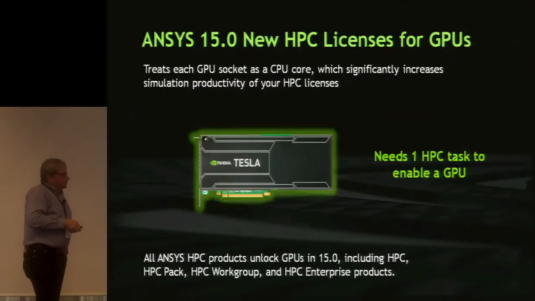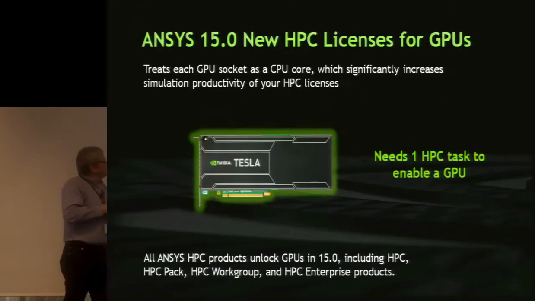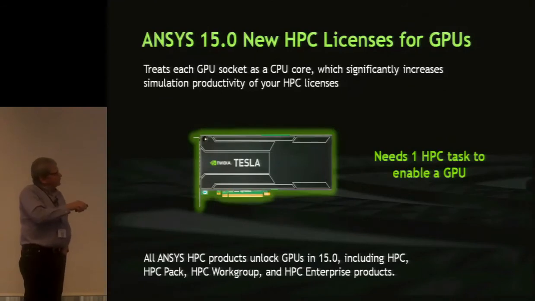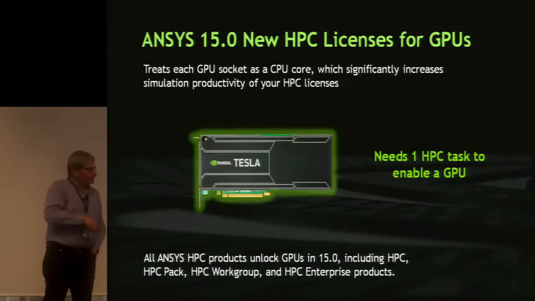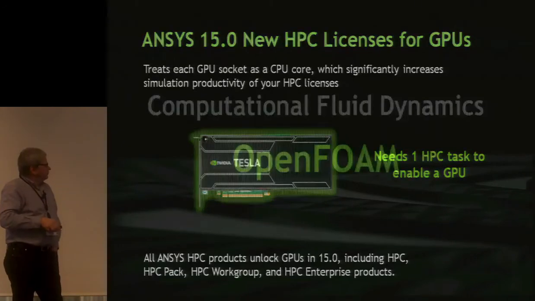I mentioned licensing is very important. Also for ANSYS Fluent, you need 1 HPC token to enable a GPU, similar to a token for 1 CPU core.